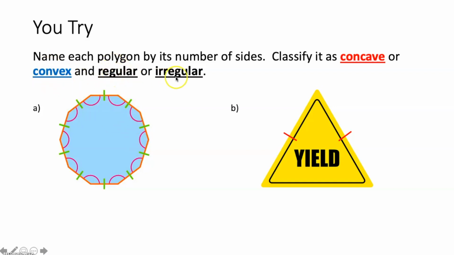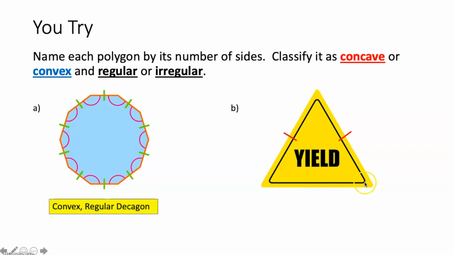Next, is it regular or irregular? Well, regular means it's equilateral and equiangular. So do all the sides look congruent? Yeah, they all have one of these green tick marks. Do all the angles look congruent? Yeah, they each have a red arc, meaning that this is a convex, regular decagon.